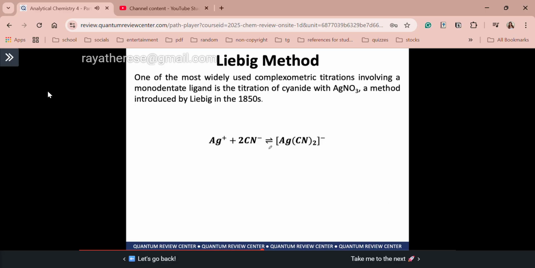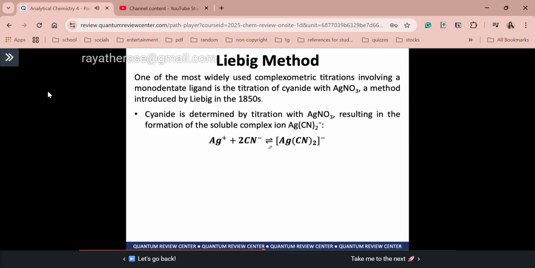There's only one donor atom, which is for the analysis of cyanide with silver nitrate, a method introduced by Liebig in the 1850s. So mas dapat to, luma pa talaga to, ma'am. Kasi class, a long time ago, cyanide determination is very, very important. So this is the complexation of silver and cyanide forming the soluble complex dicyanoargentate.